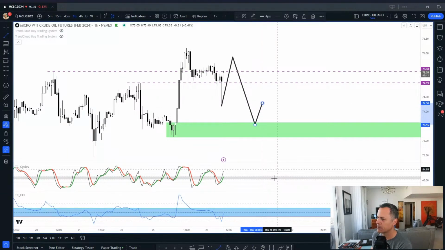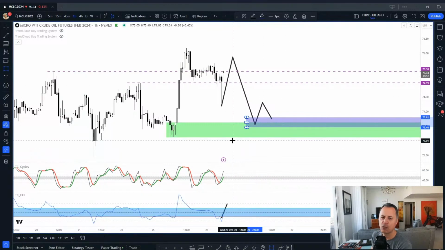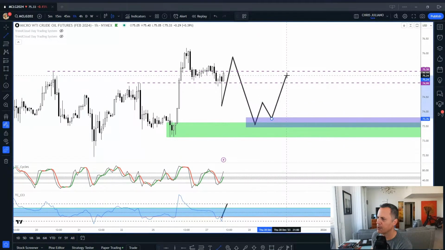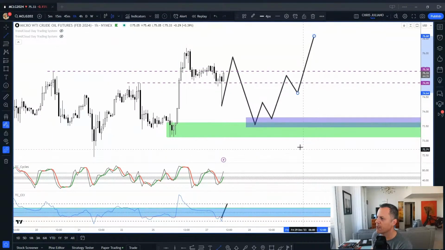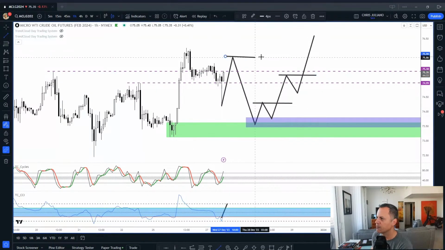A move up, a break above positive 100, and then maybe a retest or a pullback into some sort of new demand zone that was formed. And then this is where we would take our trade to the upside. Okay? And maybe it gets stuck there and it does something like this. As long as we're breaking structure, we are good to go.